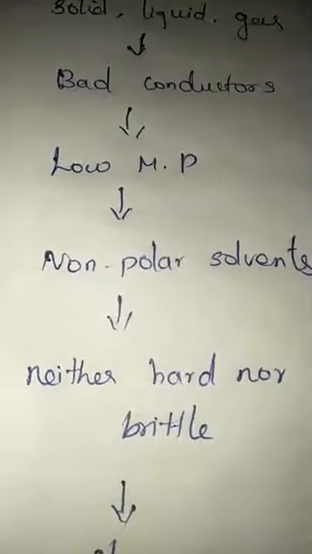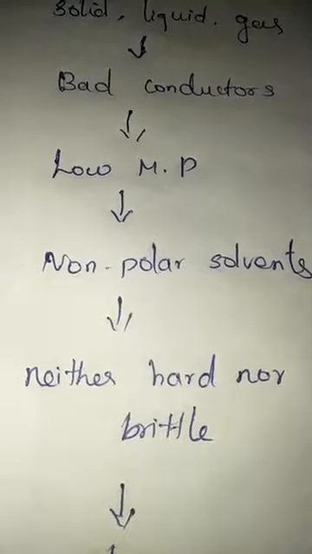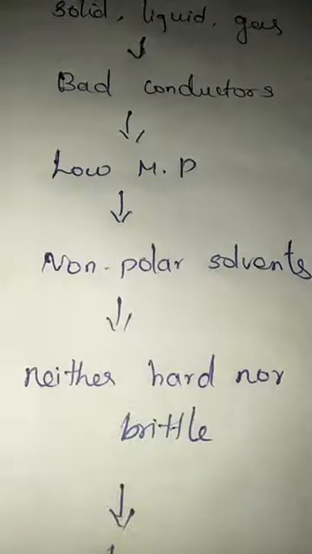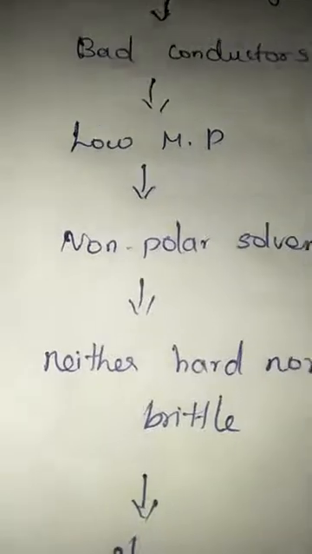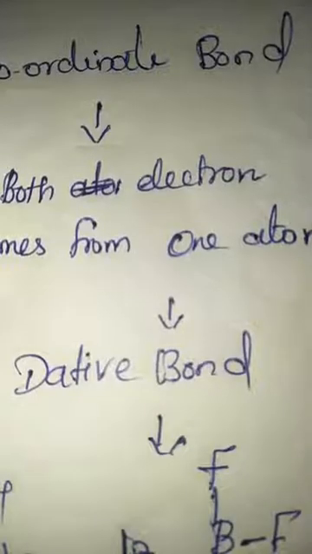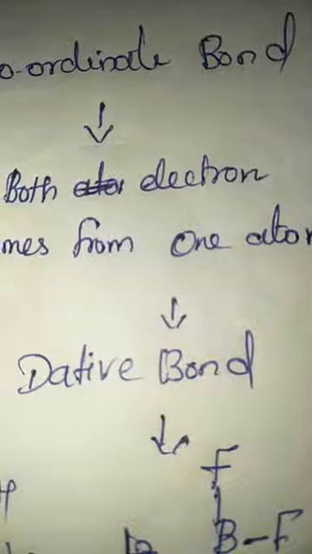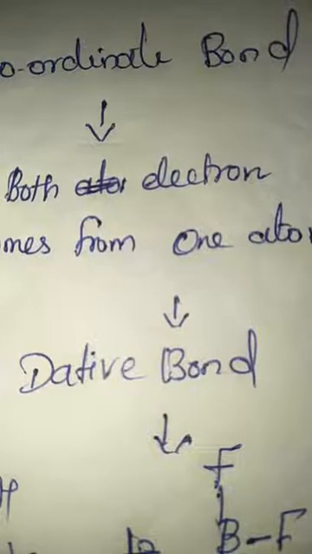The last one: what bond do we have? Covalent bond. In covalent bonds, there are two types, equal sharing and unequal sharing. The last one is the coordinate covalent bond, which is unequal sharing. In equal sharing, both atoms help by sharing, one electron from each. But here both electrons come from one atom. For bond formation we need two electrons, both contributed by one of the combining atoms. Then it is called a coordinate covalent bond, and the other name is dative bond.